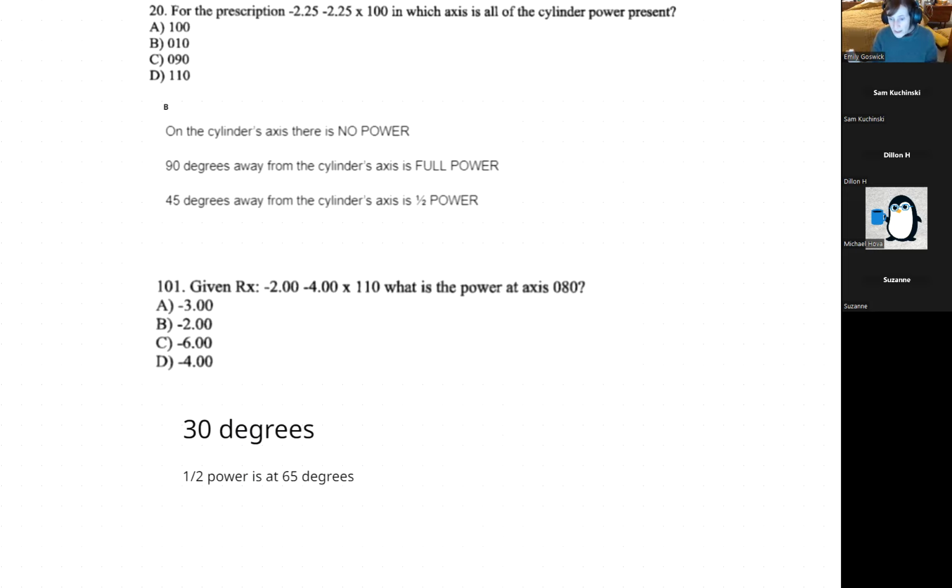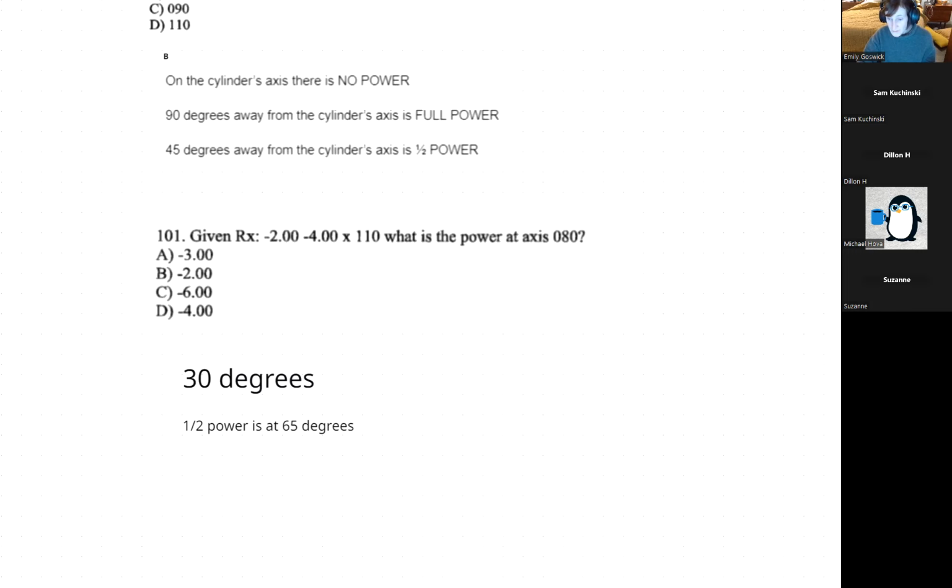If we think, okay, what is about half of 65? Well, that's going to be about 30 degrees, I guess it would be 32 and a half degrees, right? So from that, I'm going to say, all right, we're going to be at a quarter power at 32 degrees. So I kind of deduce that, to figure that out. And then I'm like, okay, what is the actual cylinder power? The actual cylinder power is a -4. That actually works out really well for a quarter power, right?